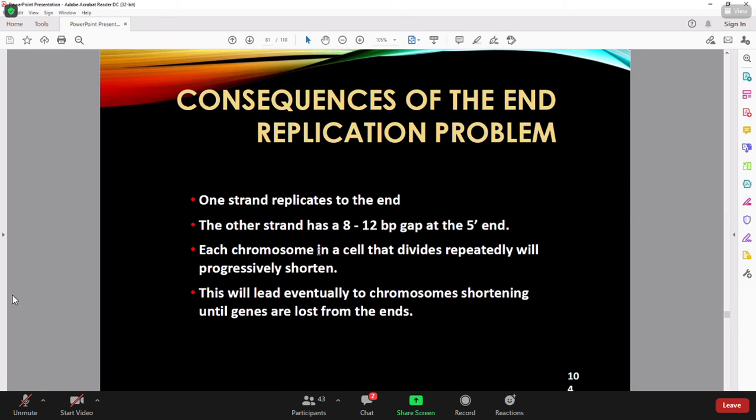Each chromosome in a cell that divides repeatedly will progressively shorten. Bila ada gap at the end of the replication, it will shorten the genes. So maybe some genes are lost from the end. Bila ada problem dia akan shorten, so ada genes yang akan hilang. So what do you expect for the transcription and translation process of the shortened genes? So that's the problem.